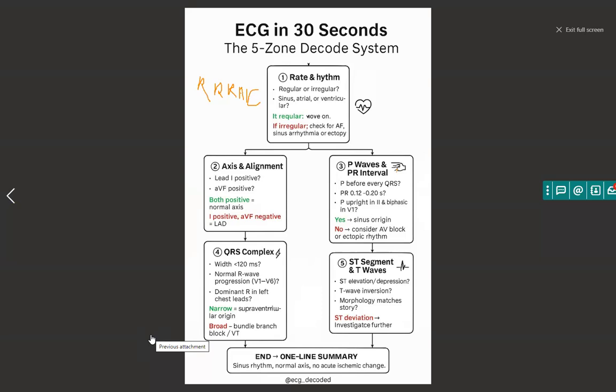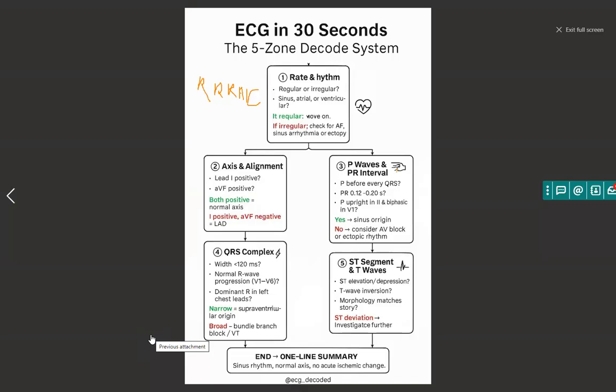So it's always good to have a basic knowledge of what you're looking out for, but this 5-step formula is something that you can use to scan any ECG in under 30 seconds. So the rate is always most likely done for you. If not, you calculate it quickly. The rhythm is done for you.